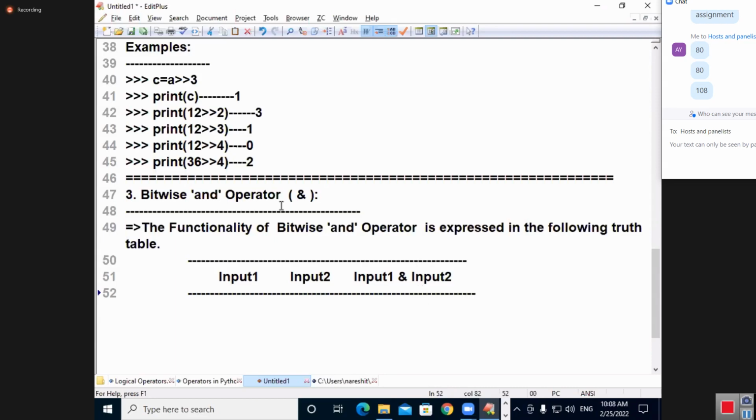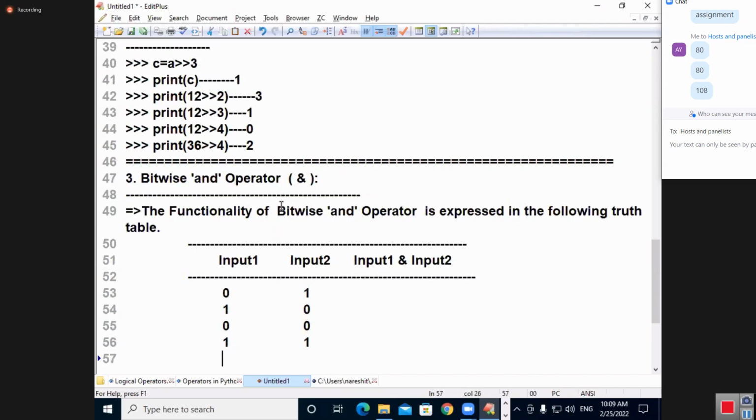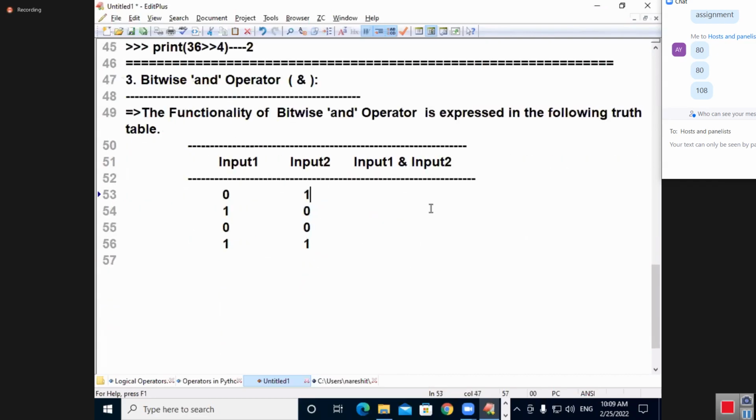Carefully follow. What are the inputs here? Earlier I have taken true, false, false, true, false, false, true, true. Those are Boolean values. Now here they are dealing with binary bits. How many binary bits do you have? 2, 0, 1. So what are the combinations to be taken? Tell me. 0, 1. Next, 1, 0. Next, 0, 0. Next, 1, 1. Obviously, it is so simple for you.